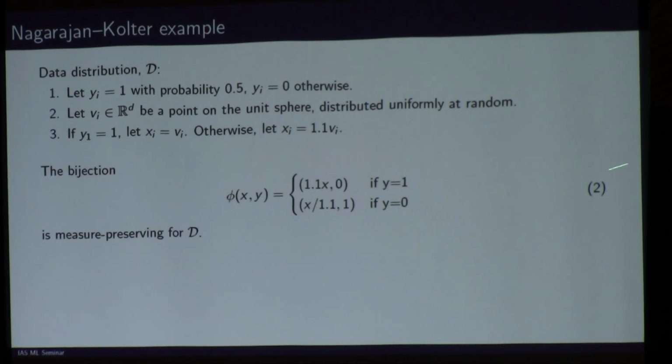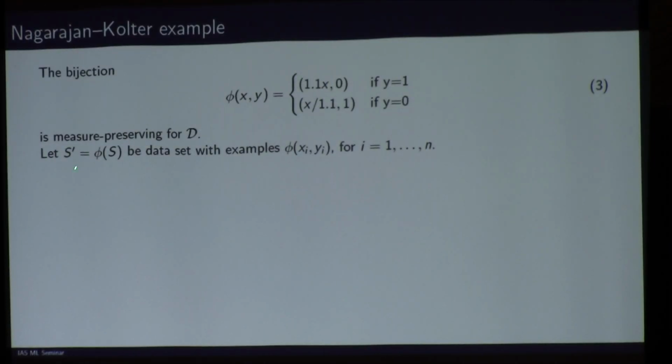So consider this bijection. I have an input pair x, y. If it's a 1, I'm going to flip the label, make it a 0, and I'm going to extend the input x. And if it's a 0, I'm going to flip the label and contract the vector. This is a measure-preserving transformation, and it's a bijection on this data set. So if I sample a data set and pass it through this function, I get a data set of equal distribution. You can't tell that I passed it through this map.